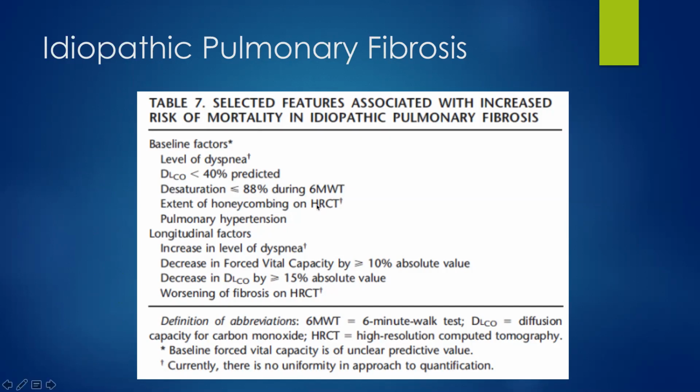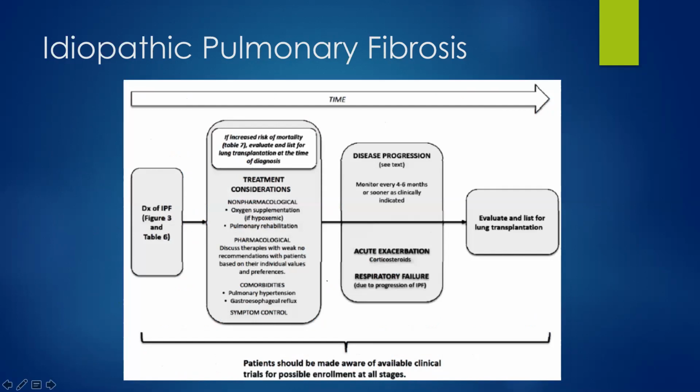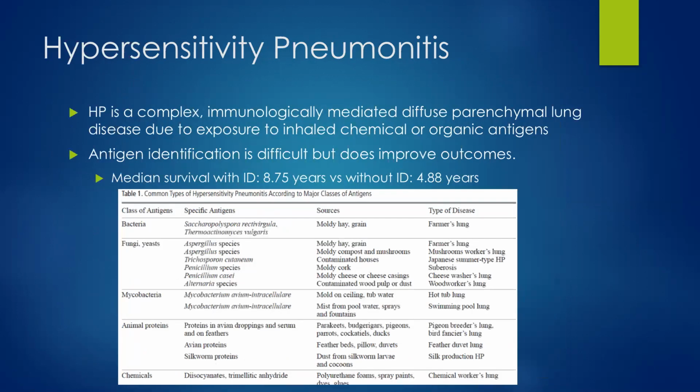The more you desat, the more honeycombing you have. If you have pulmonary hypertension, the worse you're going to end up doing. And this is kind of what I said: think about oxygen, start meds, really get them evaluated for a lung transplant early. We see that all the time. The people delay, and then they get worse, and then it's too late. It takes too long. You don't have the capacity to be able to do it, and you missed it.